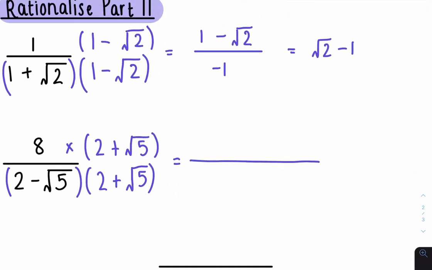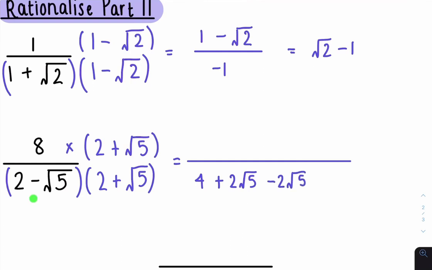So we first expand this. That line isn't very straight. We first have to expand this. I want to do 2 multiplied by 2, which gives me 4. Then we do 2 multiplied by plus root 5, which is plus 2 root 5. And then we're going to do minus root 5 multiplied by 2. That just gives you minus 2 root 5.